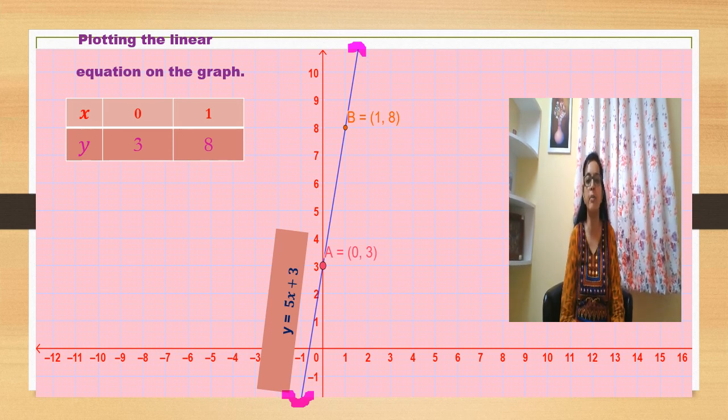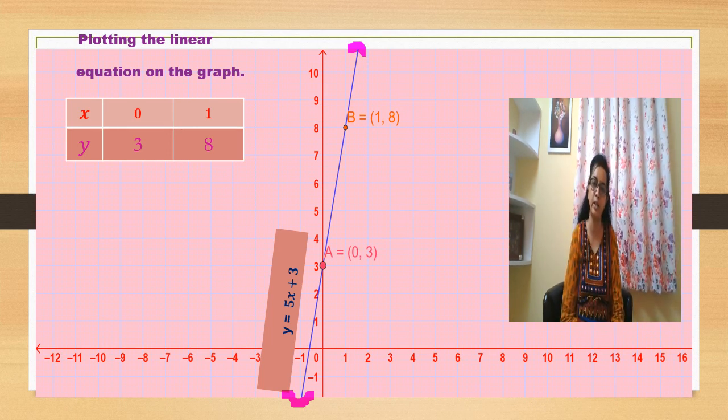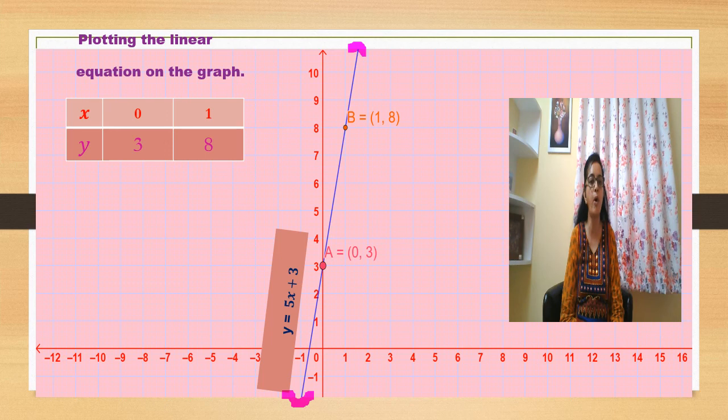We will plot them on the graph. As you can see on the graph, point A represents the coordinate pair (0, 3), and point B represents the pair (1, 8). Join these two points with a line, and don't forget to mention the equation on the line. See here I have written the equation y is equal to 5x plus 3.